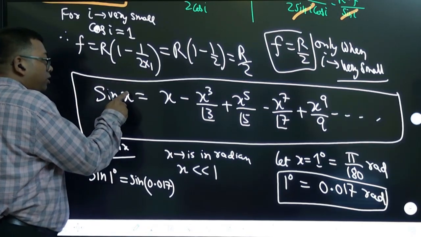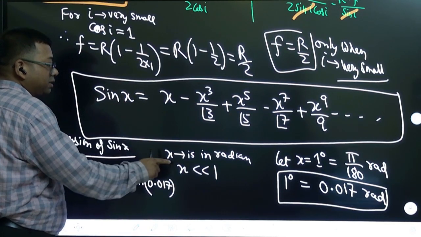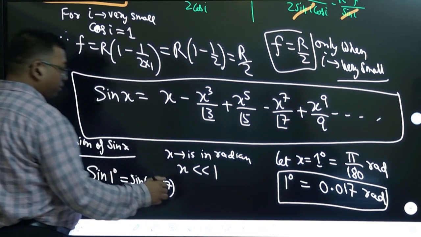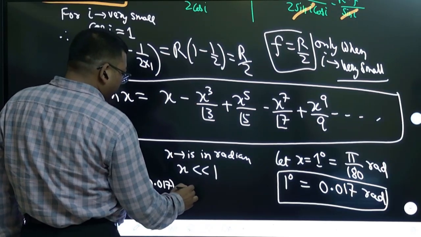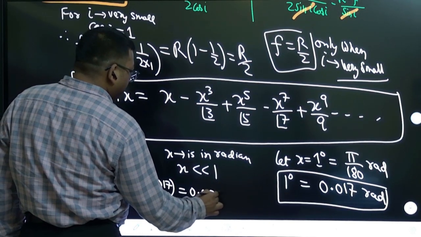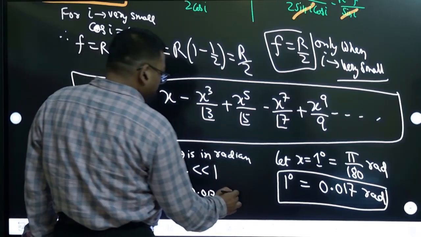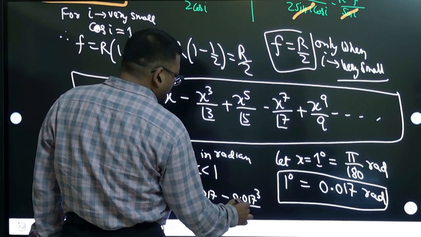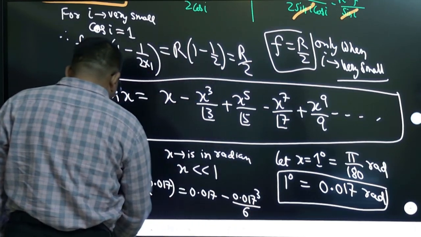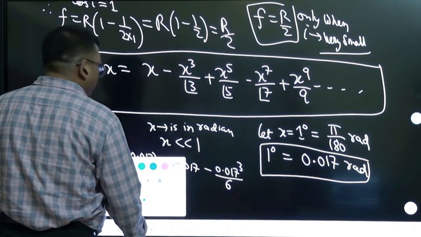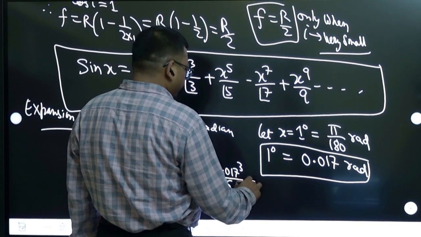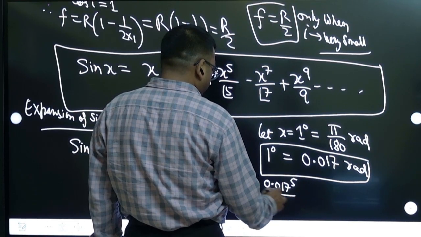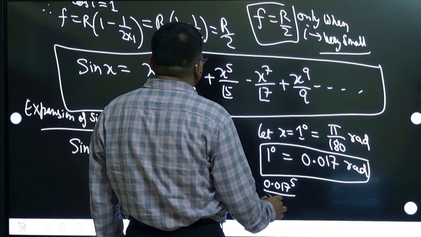See here, degree is not used. Note that x is not in degree, x is in radian. So convert 1 degree into radian, then you can use this formula. So that will become 0.017 minus 0.017 whole cube by 3 factorial. I hope you know that is 6. Then plus x power 5, 0.017 power 5 divided by 5 factorial.